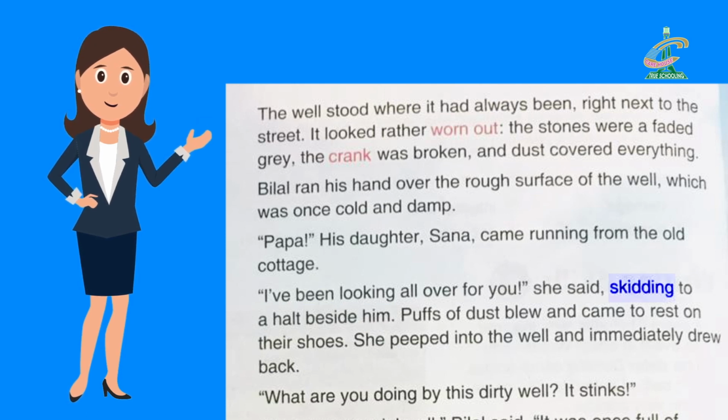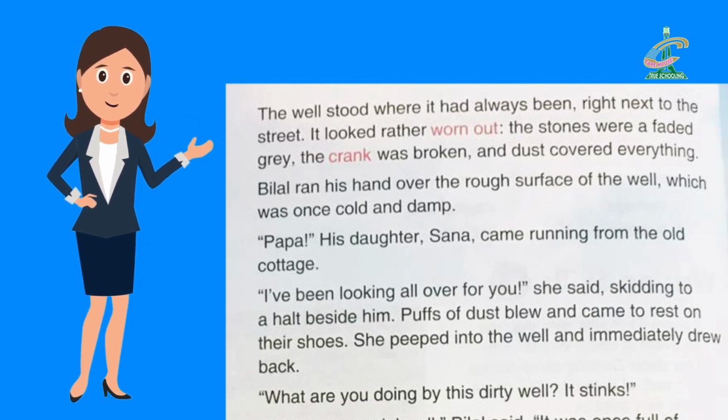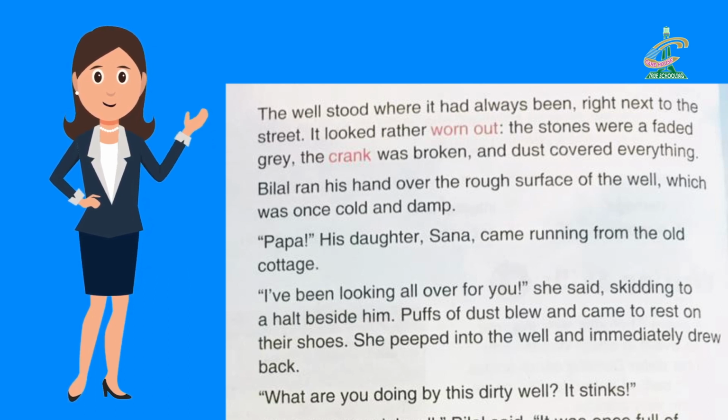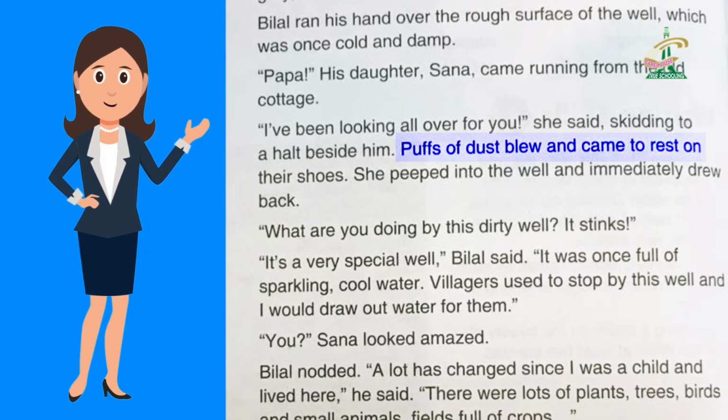Skidding means controlled sliding. For example, when a person is walking quickly or running and suddenly stops, unintentionally he slides. To control that sliding is called skidding. Getting my point? So Sana just skidded to a halt. Halt means stop. Sana controlled sliding to stop beside him at the back of Mr. Bilal. Puffs of dust blew and came to rest on their shoes.